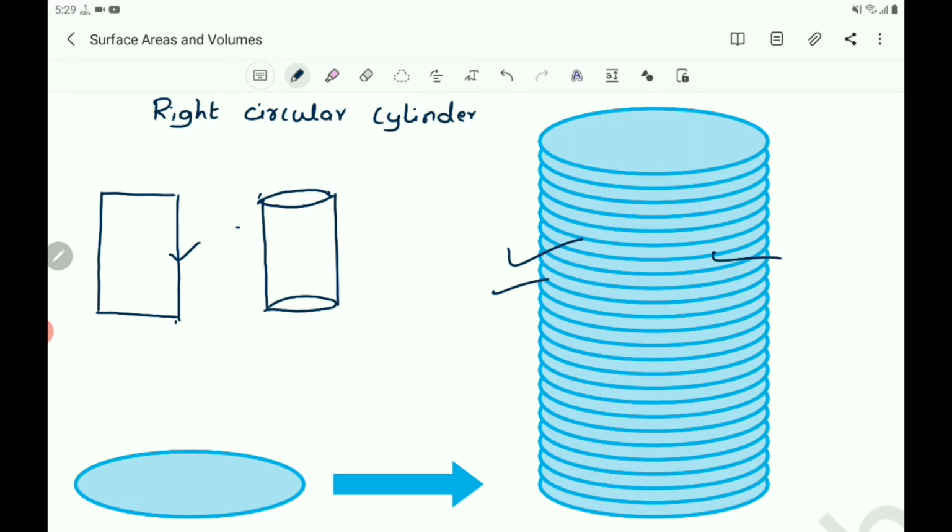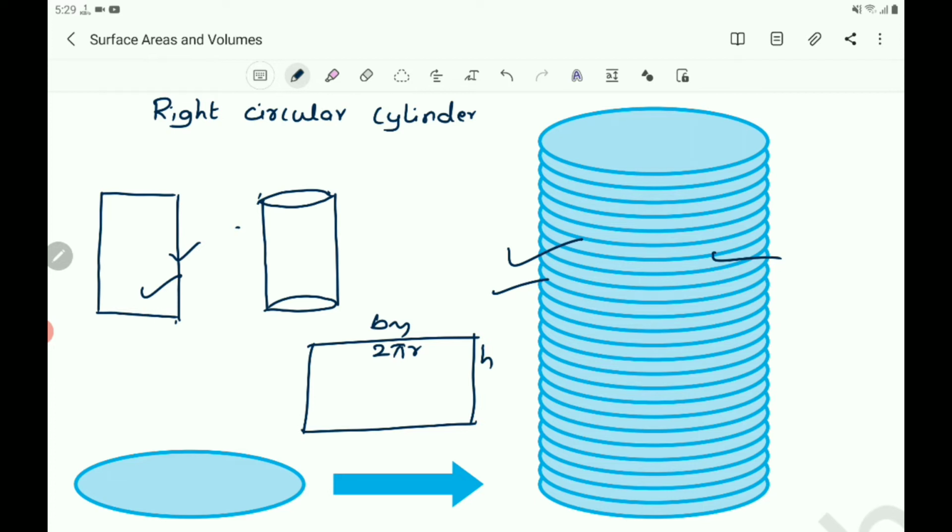Now, if a cylinder is to be covered with colored paper, how will you do it with the minimum amount of paper? First, you take a rectangular sheet of paper whose length is just enough to go around the cylinder and whose breadth is equal to the height of the cylinder. This is the base of the cylinder, this is the height, and the circumference of the base is 2 pi r.